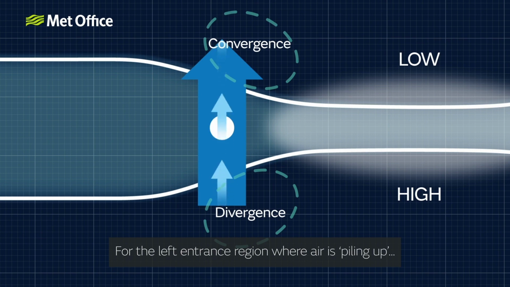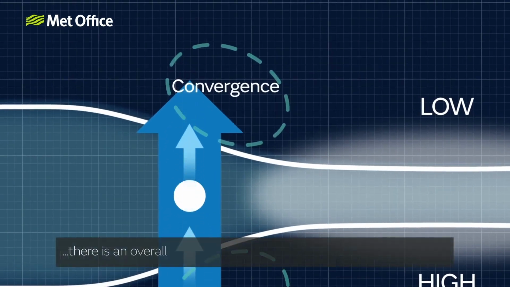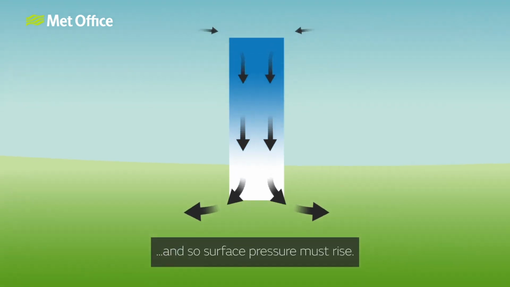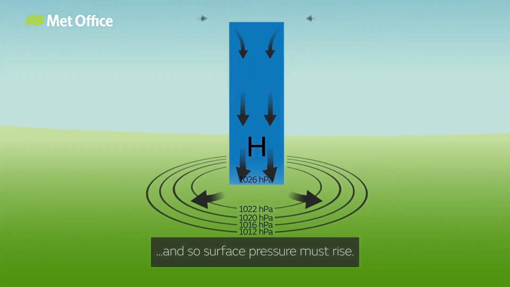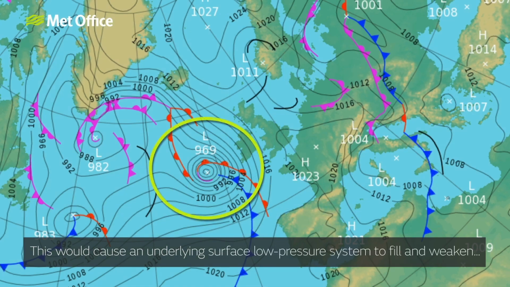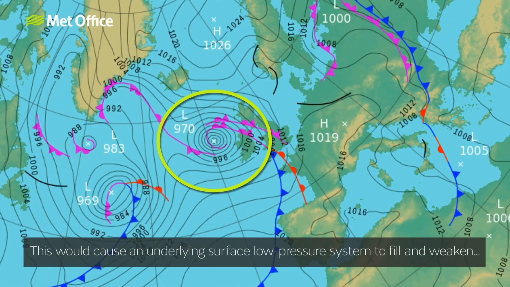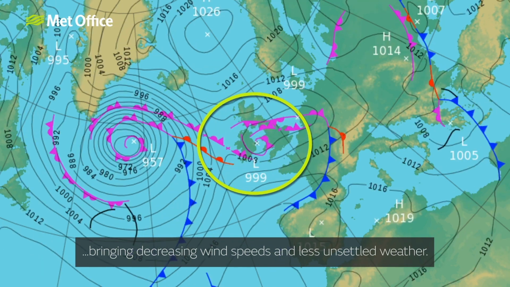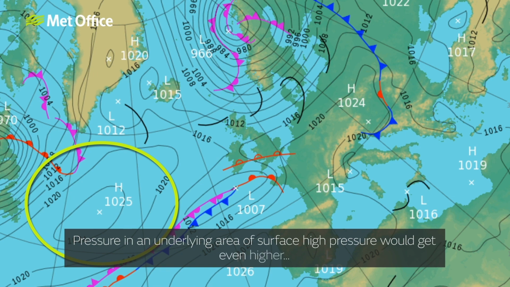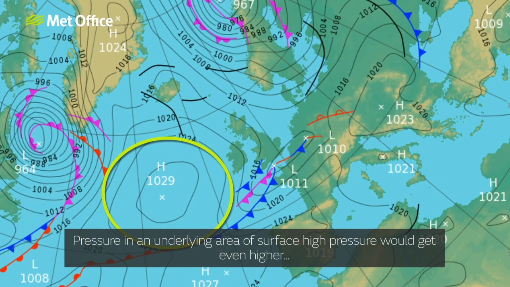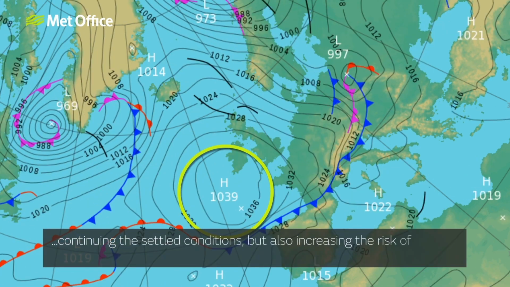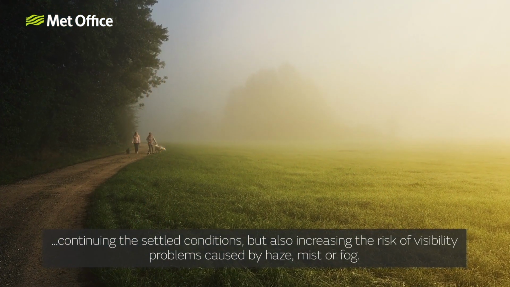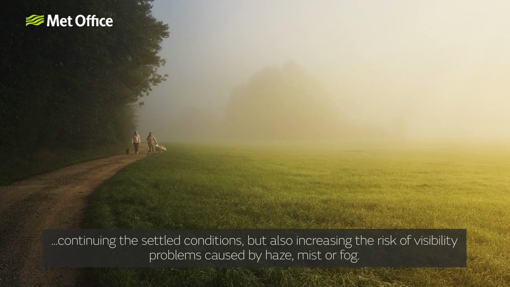For the left entrance region, where air is piling up, there is an overall increase in the mass of air in the vertical column, and so surface pressure must rise. This would cause an underlying surface low pressure system to fill and weaken, bringing decreasing wind speeds and less unsettled weather. Pressure in an underlying area of surface high pressure would get even higher, continuing the settled conditions, but also increasing the risk of visibility problems caused by haze, mist, or fog.